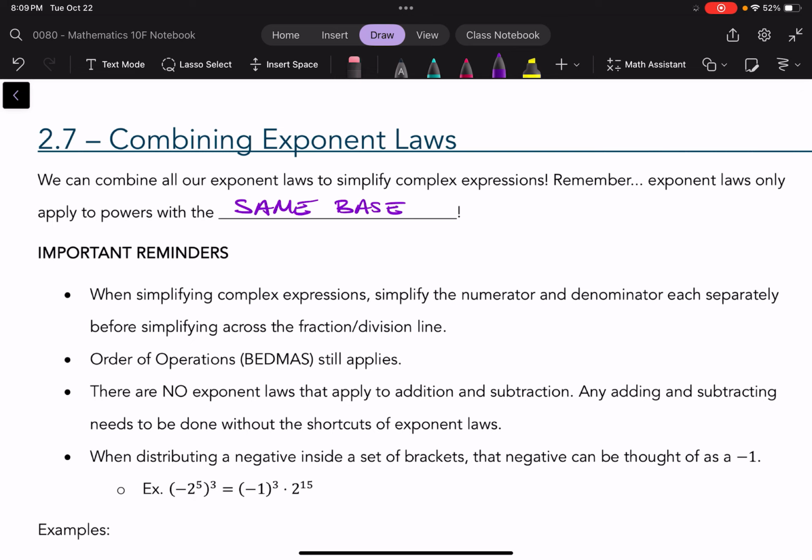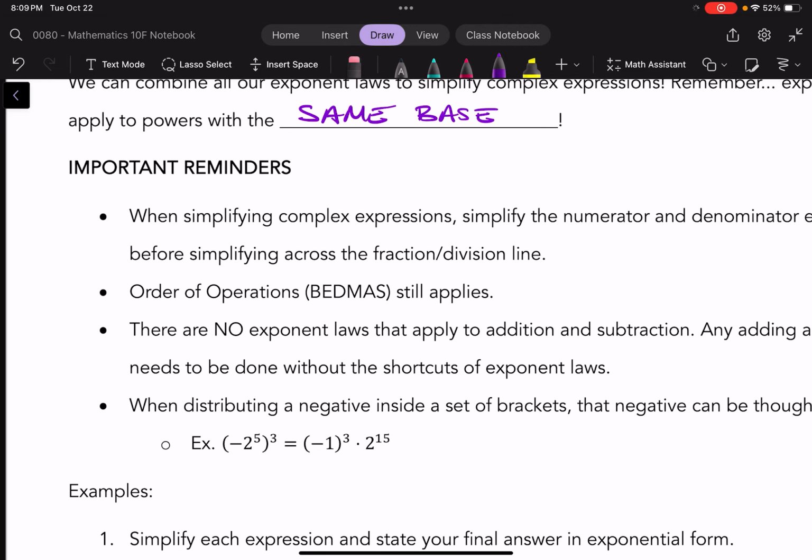When we're distributing a negative inside a set of brackets, remember, a negative is like multiplying by -1. So if we see something like -2 to the power of 5 to the power of 3, it's like taking that power of 3 and saying it applies to the -1 in front as well as the 2 to the 5. It's a really good idea because that really gets at where that negative applies. Is the whole thing going to be positive? Is it going to be negative? By making sure we're treating it as its own separate factor.